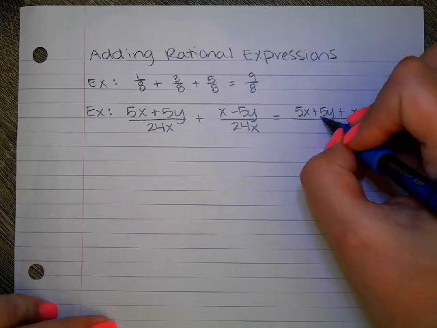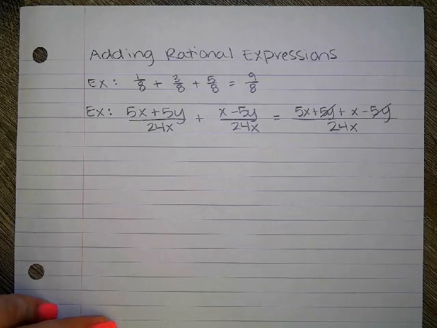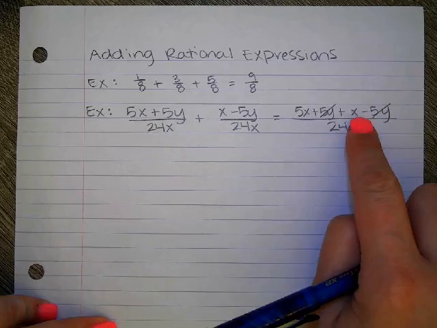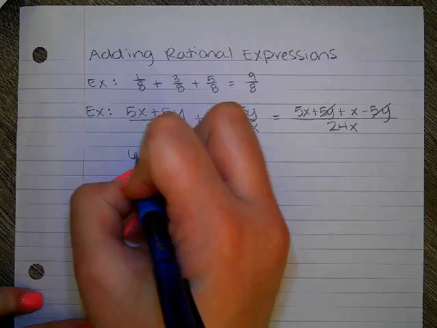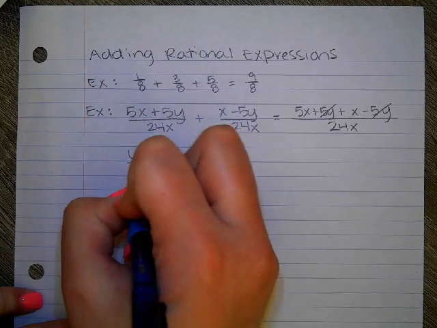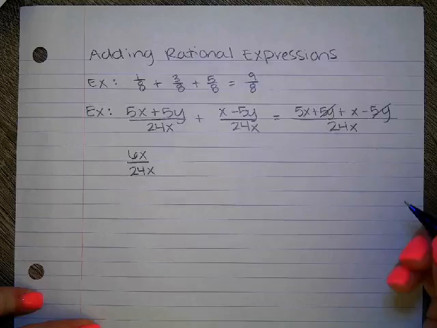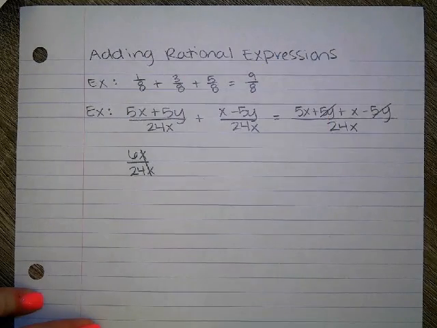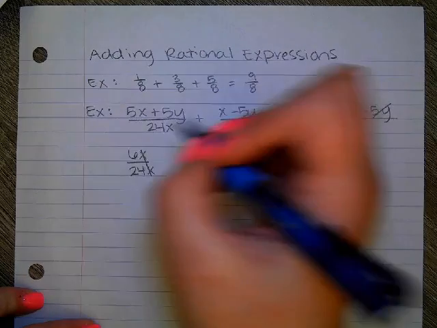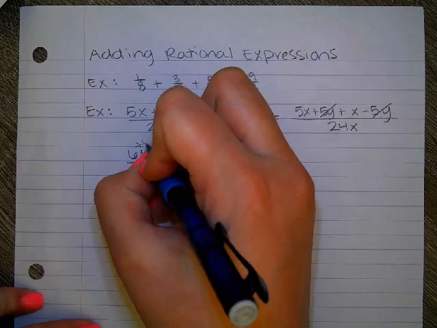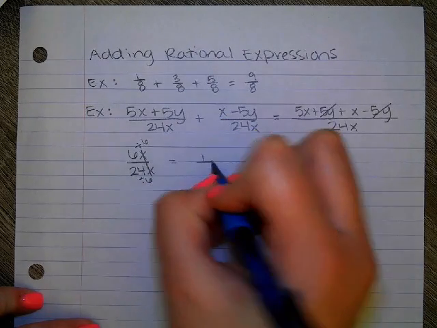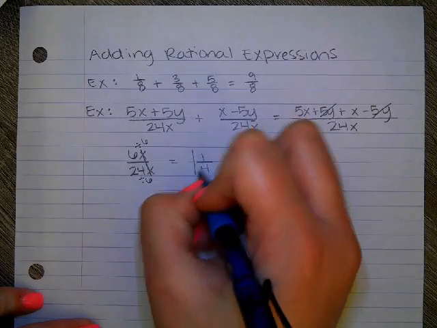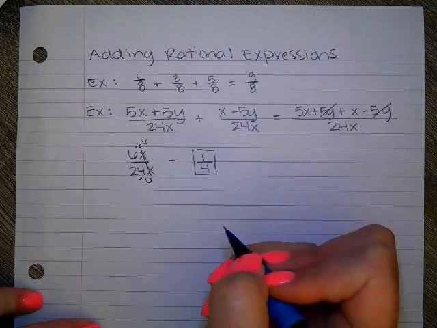All right. So 5y and negative 5y cancel out. 5x and x are like terms, so we can combine those together. That gives us 6x over 24x. The x is definitely canceled, same thing on top and bottom. And with the 6 and the 24, both are divisible by 6, so I'm going to divide by 6, divide by 6. 6 divided by 6 is 1, 24 divided by 6 is 4, and so our simplified answer is 1/4.